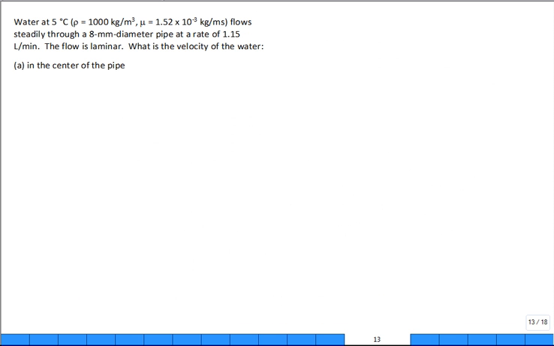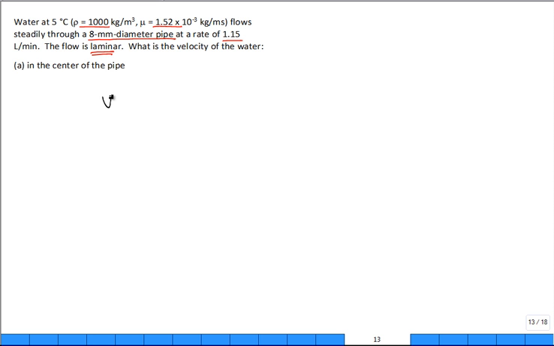Okay. So water flows at 5 degrees C. At that temperature, we can look up density and viscosity. Through an 8 millimeter diameter pipe at a rate of 1.15 liters per minute, the flow is laminar. What is the velocity of the water in the center of the pipe? How would you calculate it? Is that the average velocity? It's 2 times the average velocity. The average velocity is half of the center line velocity, right? But what is the velocity in the center if it's laminar?